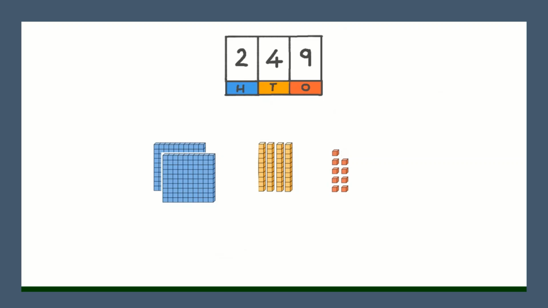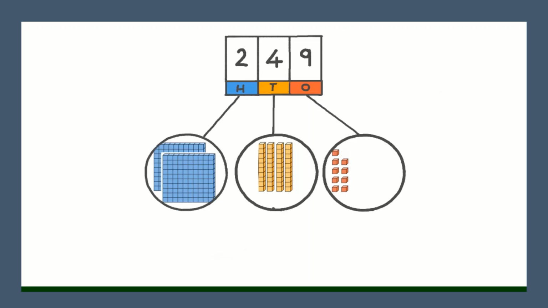To find the digit with the largest value in this number, we need to look at the place that has the largest value. So we can say that in the number 249, the digit that's worth the most is the 2. And although it's the largest digit on its own, the digit that's worth the least in this number is the 9. 9 ones.